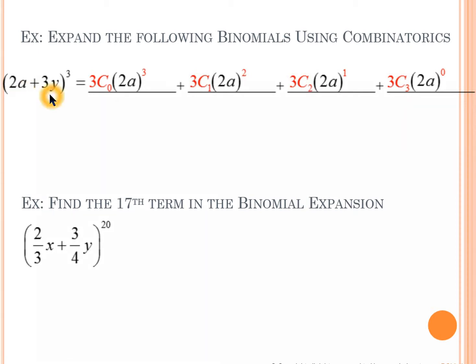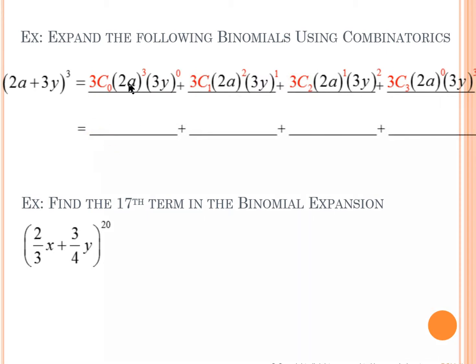And what about the 3y? Well, for the y's, I'll have 3y to the power of 0. And after 0, we're going to increase the powers by 1. So I'll have 3y to the power of 1 in my next term. Then 3y squared in my third term, and 3y to the power of 3 in my last term. All right, now that we've written out the expansion here, I need to simplify this. 3 choose 0 is 1. 3 choose 1 is 3. 3 choose 2 is 3. And 3 choose 3 is 1.